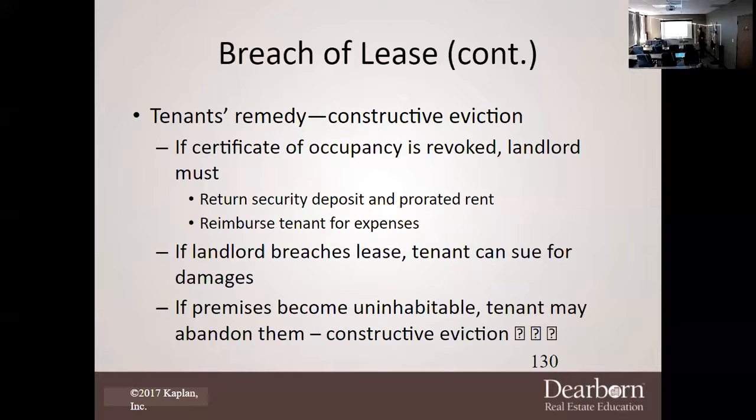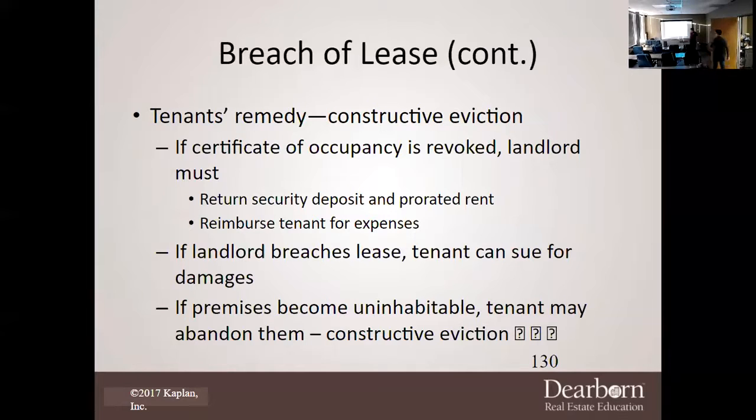A tenant's remedy is a constructive eviction. If the certificate of occupancy is revoked, meaning that the city comes in and says, yeah, this place is not a stable place to stay, the landlord must return the security deposit and the prorated rent, as well as reimburse the tenant for expenses. If the landlord breaches the lease, the tenant can sue for those damages.